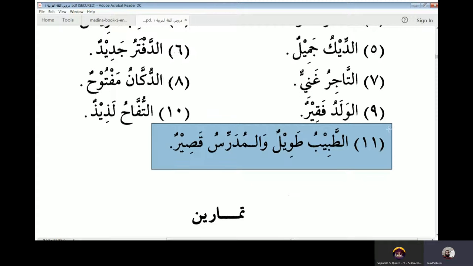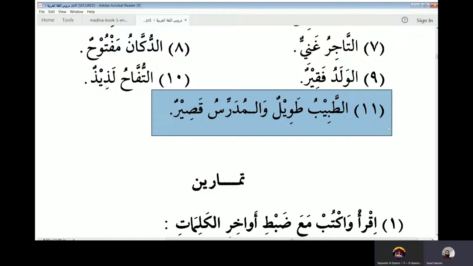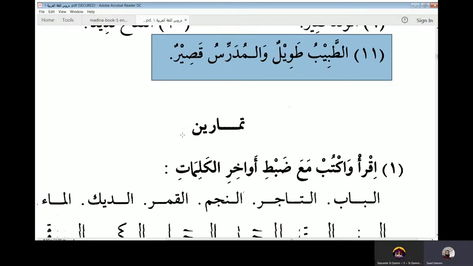At-tabibu tawilun wal-mudarrisu qasirun. Okay, the doctor is tall and the teacher is short. Yeah, the doctor is tall and the teacher is short. Correct.